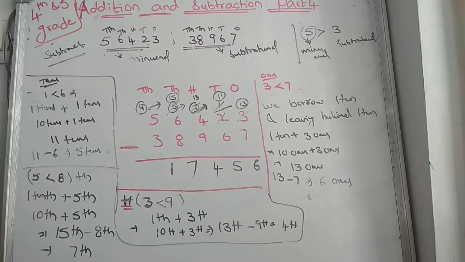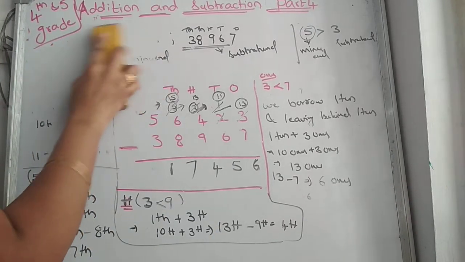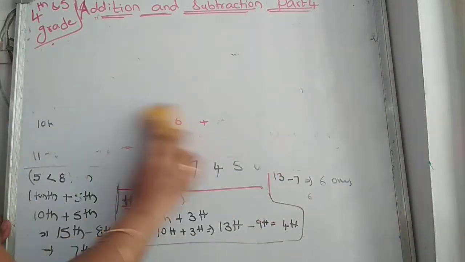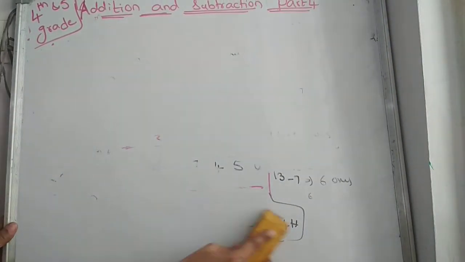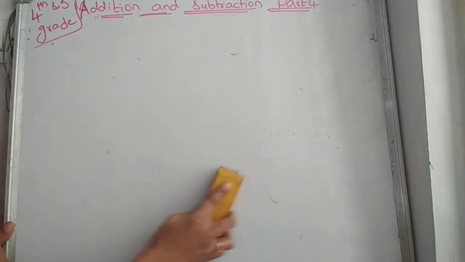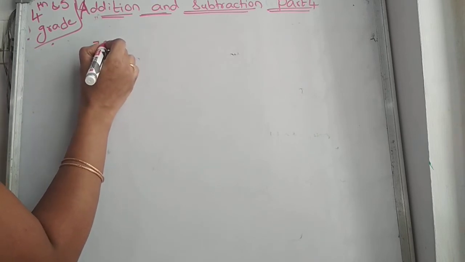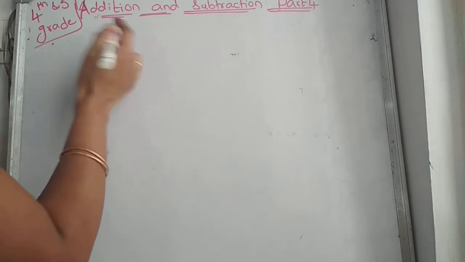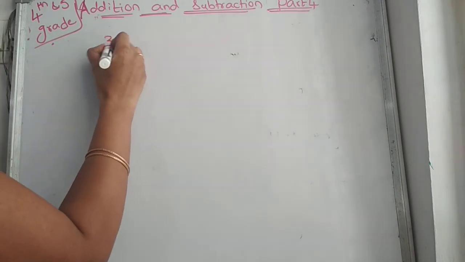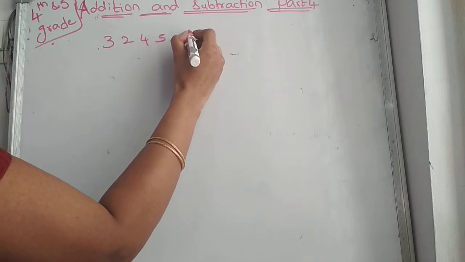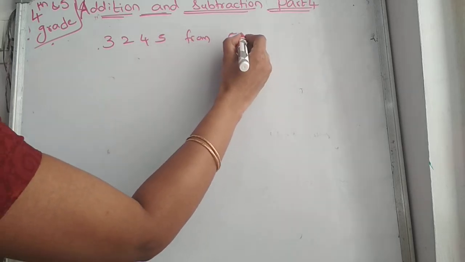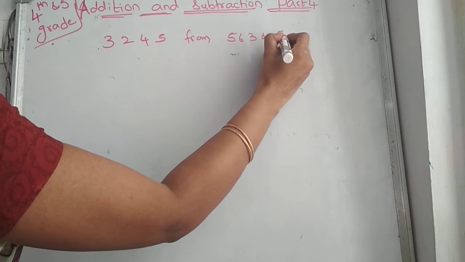Okay. In the crores place also it is the same thing. Suppose they are giving different digits. How to write? Suppose 3, 2, 4, 5 from 5, 6, 3, 4, 5. If they are giving like that.